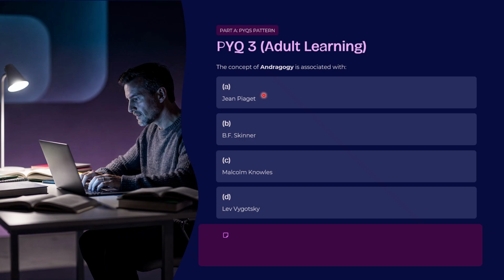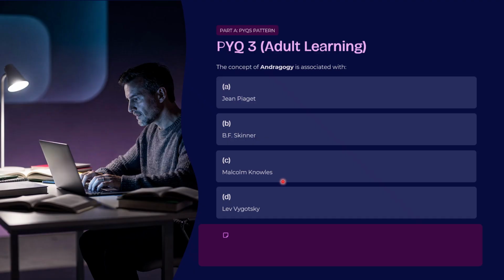Next question is: the concept of andragogy is associated with A. Jean Piaget, B. B.F. Skinner, C. Malcolm Knowles, and D. Lev Vygotsky. So here the correct answer is option C, that is Malcolm Knowles.